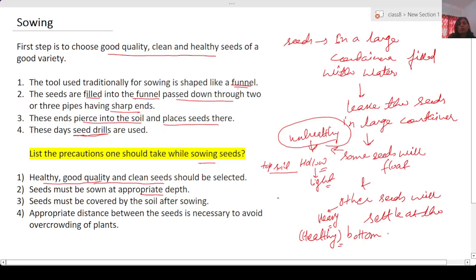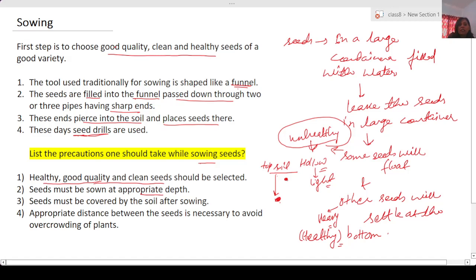Now one can sow seed here also, one can sow seed here also. Now see, there is a difference. If you sow the seed in great depth, that is, the distance between the seed and the top soil is very much, then this kind of seed will not be able to produce the seedling. Why? Because the distance to reach the top soil is very high, so it will die here.